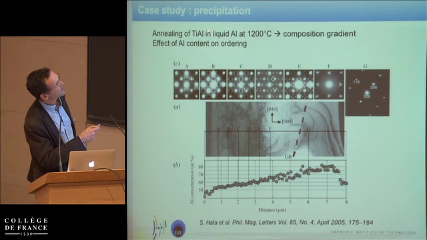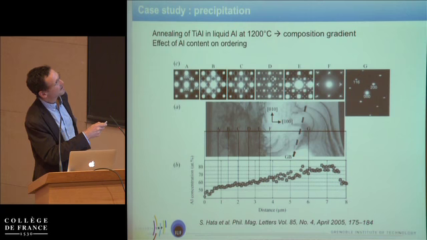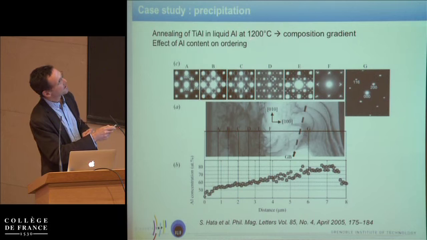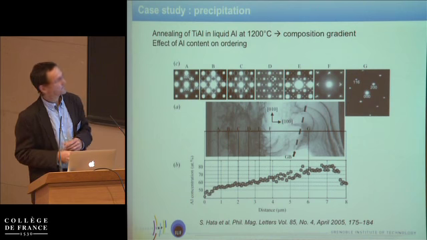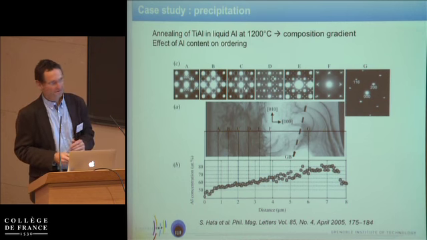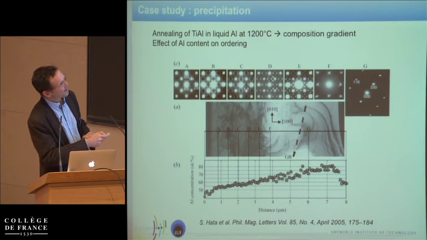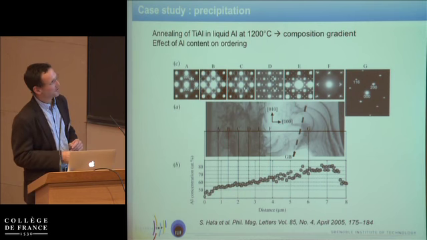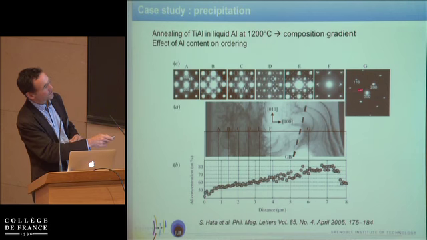Here, this was looking at the effect of including aluminum in titanium aluminide. The way they did that is to take a TiAl crystal and put it in liquid aluminum at 1200 degrees Celsius. Then you have diffusion and you create a composition gradient of aluminum within titanium aluminide. If you restrict yourself to the relatively low aluminum concentration, you can have a very, very short distance diffusion couple. Then you can look in a single TEM foil, if it's positioned in the right way, of course, which may be a problem, at the effect of this composition on the ordering of the crystal.